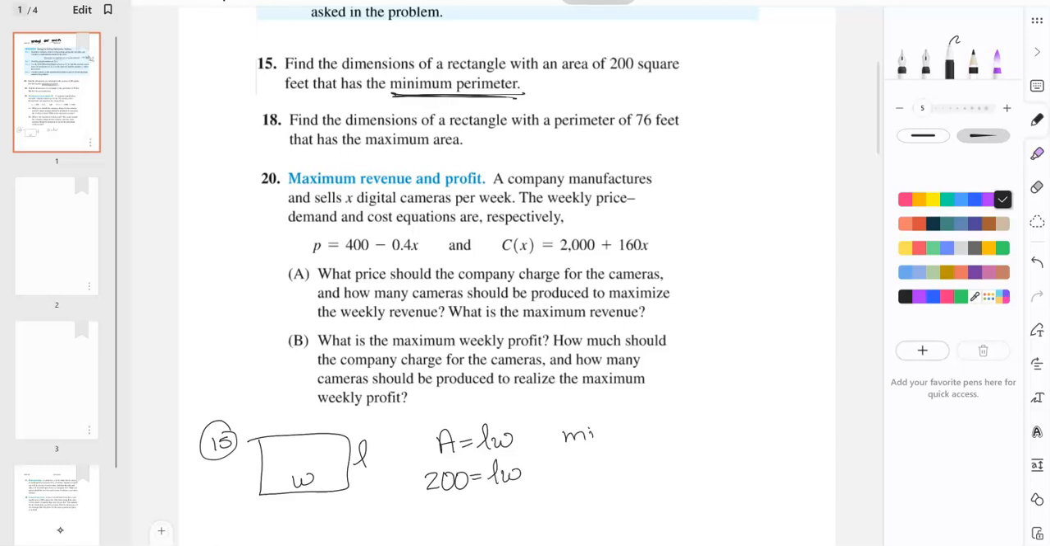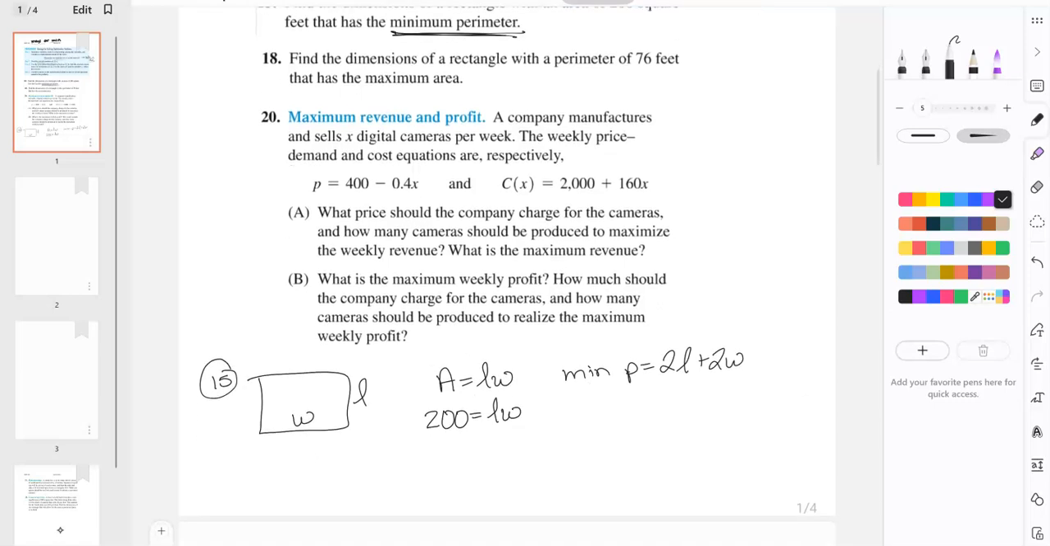And we want to minimize the perimeter, and the perimeter is the distance around, which would be 2 times L plus 2 times W. The problem with taking the derivative here is that we've got too many variables. So this is where that area equation is going to come in handy because we can solve it for one of the variables. I'm going to solve for W, and then we can substitute that in. So if I substitute that in, my perimeter equation is now 2L plus 2 times W, which is 200 over L.